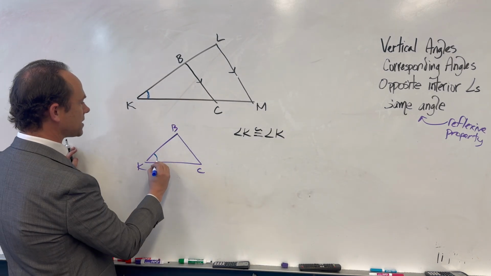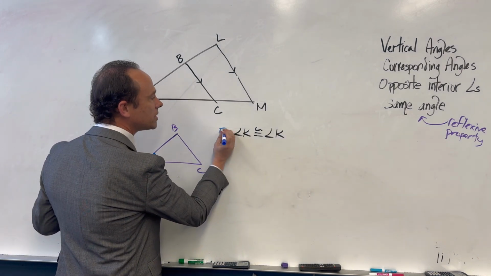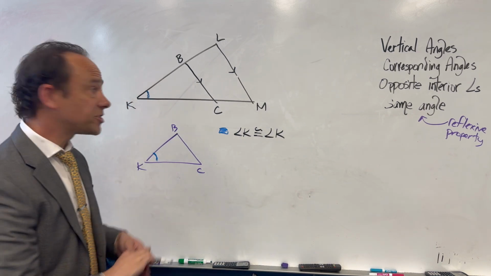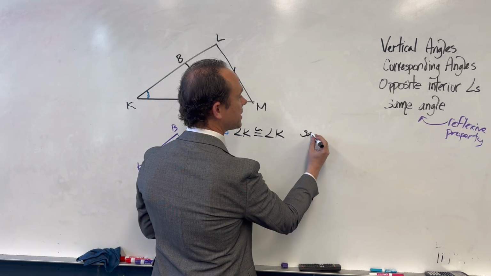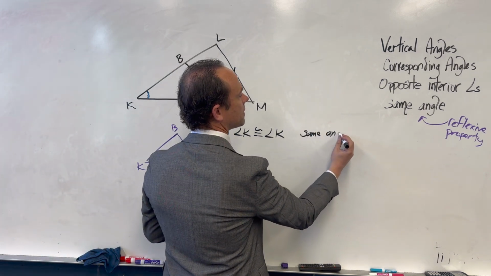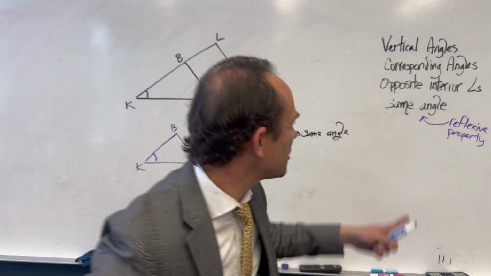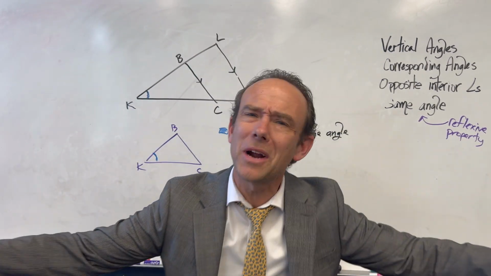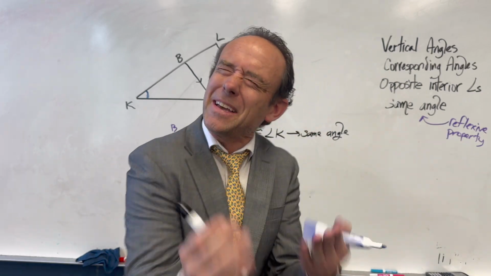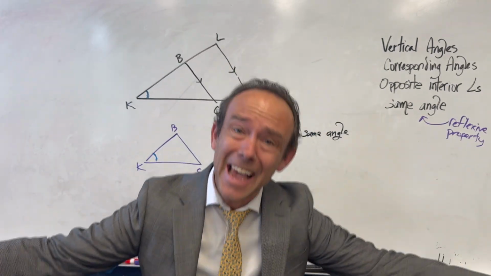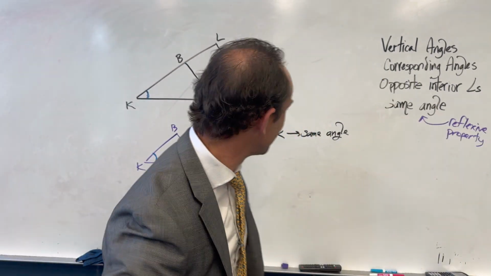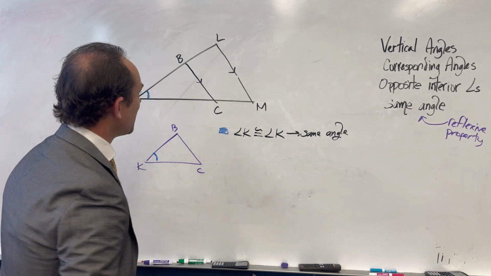In this case, let's make it blue. And the justification is it's the same angle. That's what I like to say. But your teacher probably wants you to write reflexive property, so just write reflexive property. But it's the same angle. Of course it's the same. It's the same angle.